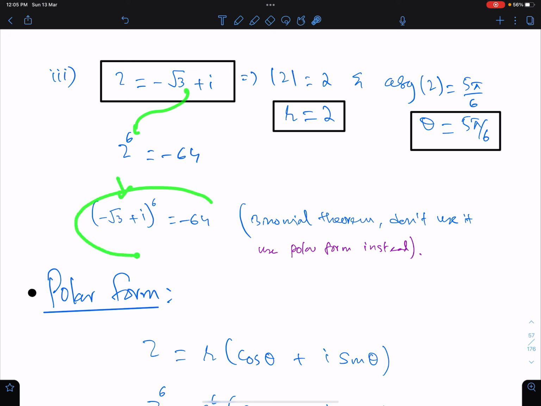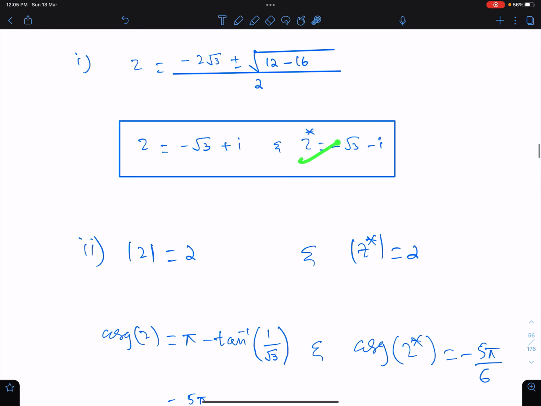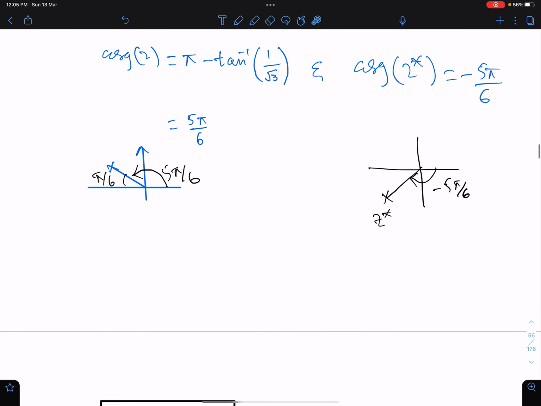But this method is very lengthy and complicated. You have to use the binomial theorem to expand this expansion, which is very complicated. So don't use this first method. Use the trigonometric polar form to prove that this and this is the root of this equation.